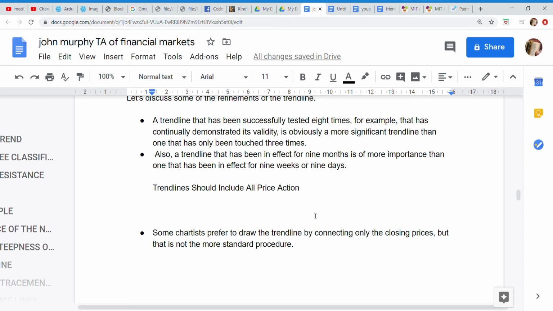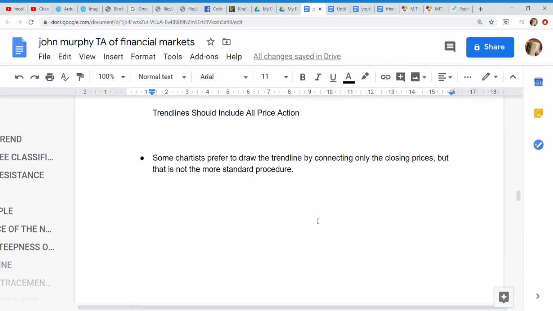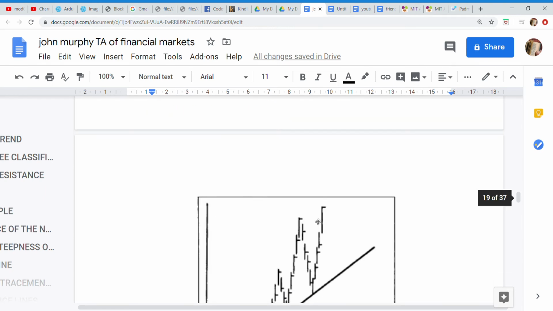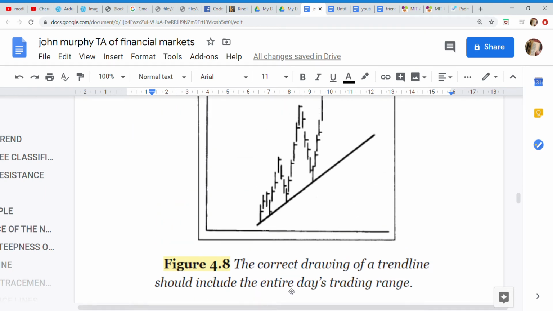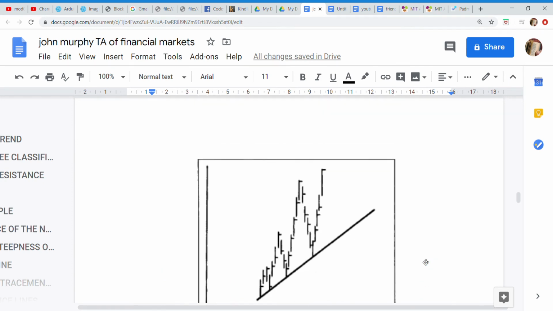A trend line should include all price action. Some chartists prefer to draw a trend line by connecting only closing prices, but that is not the standard procedure. Correct drawing of a trend line should include the entire day's trading range.